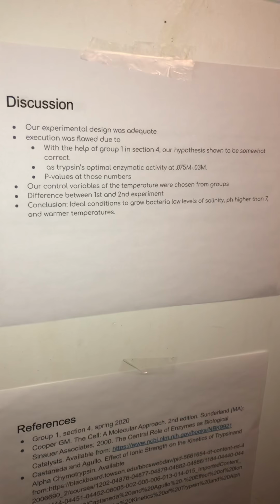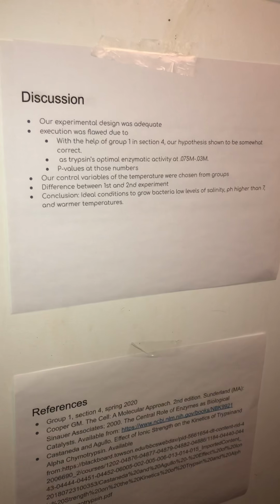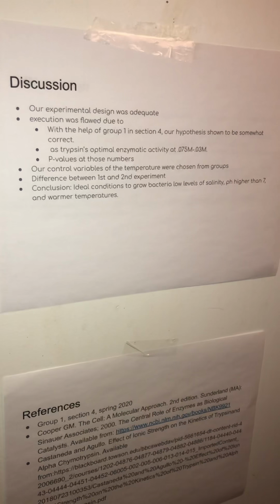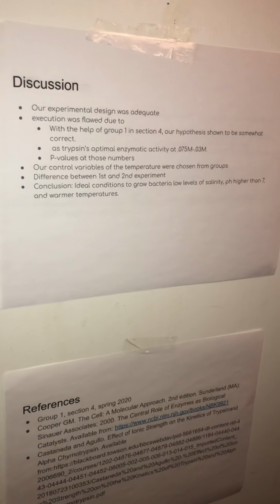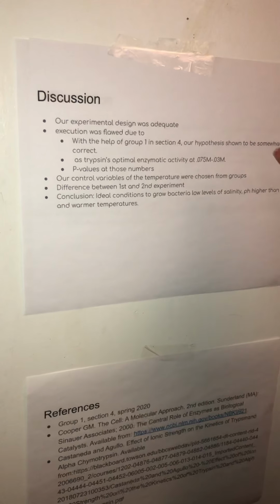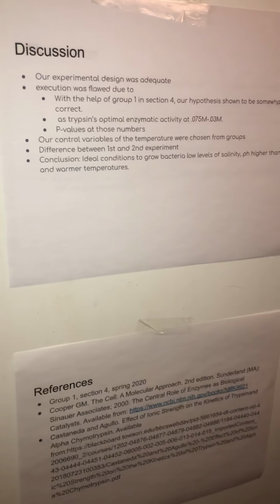So from that, we came to the conclusion from Group 1, Section 4's data that our result was somewhat correct, as trypsin's optimal enzymatic activity is at 0.75 molar to 0.3 molar, and 0.15 is between them. The p-value at those numbers was not significantly different.